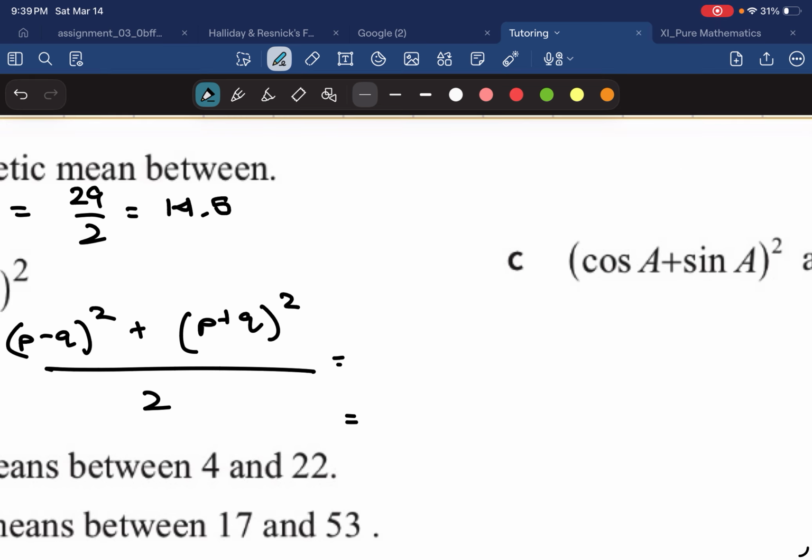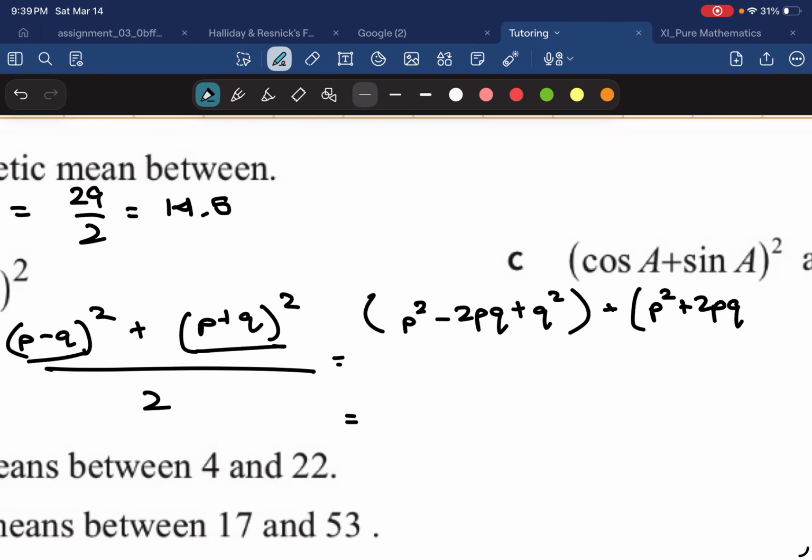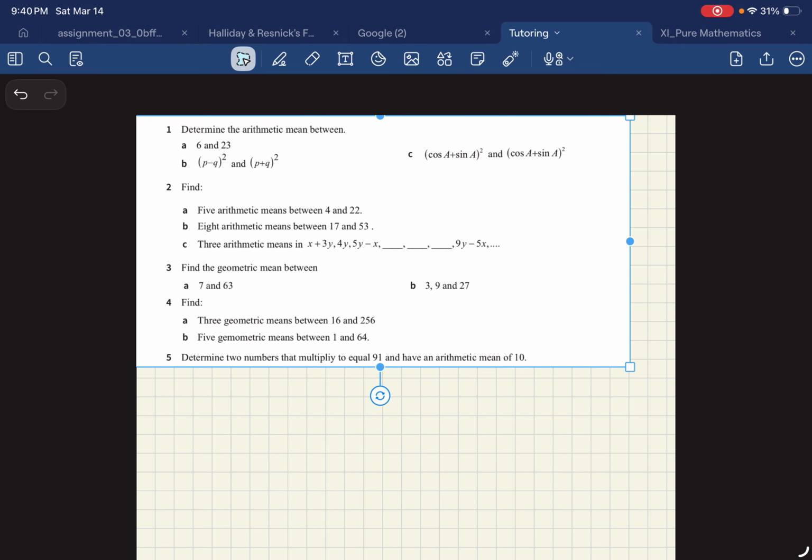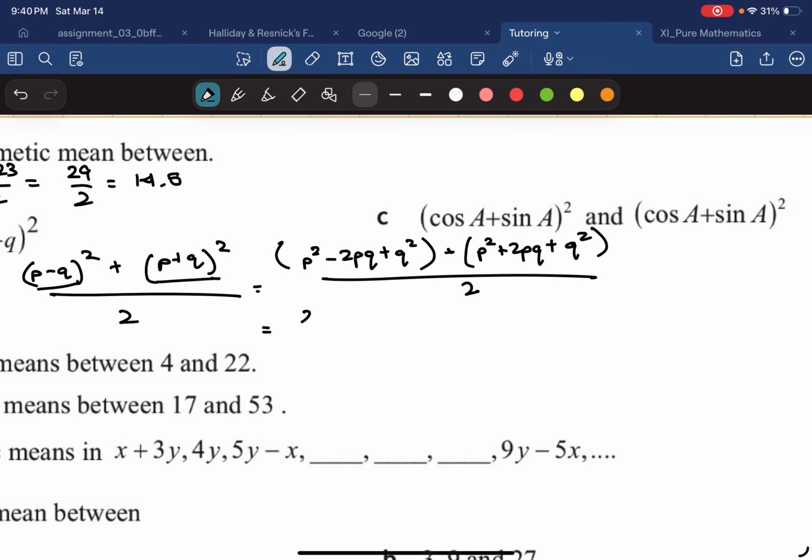So let me just show you how. If you expand the first term, you get P squared minus 2PQ plus Q squared. If you expand the second term, you get P squared plus 2PQ plus Q squared, divided by 2. So P squared plus P squared gives you 2P squared. The minus 2PQ and plus 2PQ cancel out, so you have plus 2Q squared divided by 2, and that is just P squared plus Q squared.